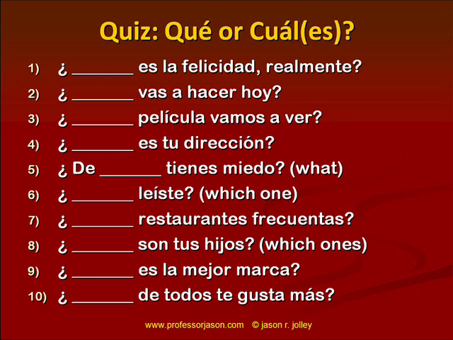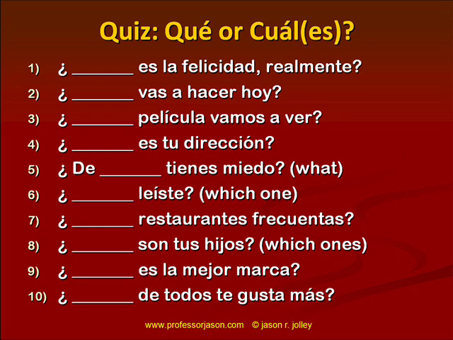All right, so number 1 is asking, what is happiness, really? It's asking for, hint, hint, a definition or a clarification. Number 2, what are you going to do today? Number 3 would be asking, what movie are we going to see? Or, which movie are we going to see?